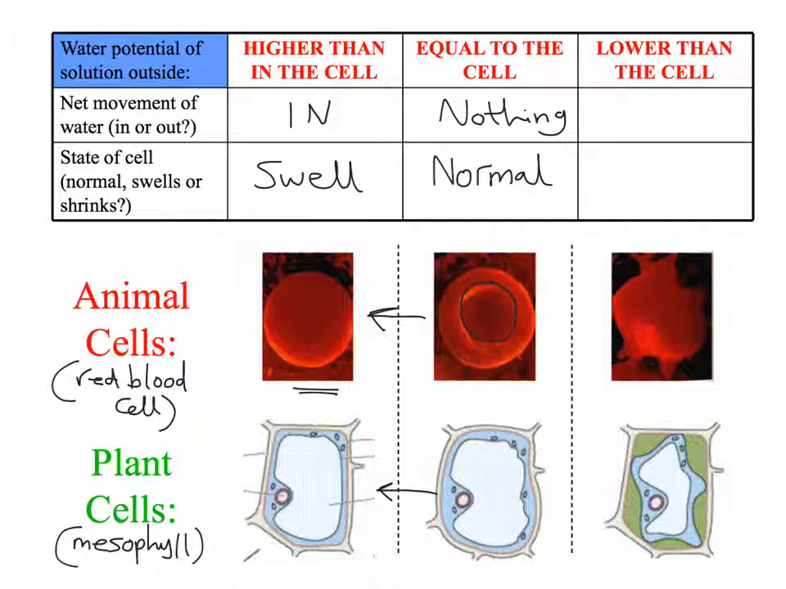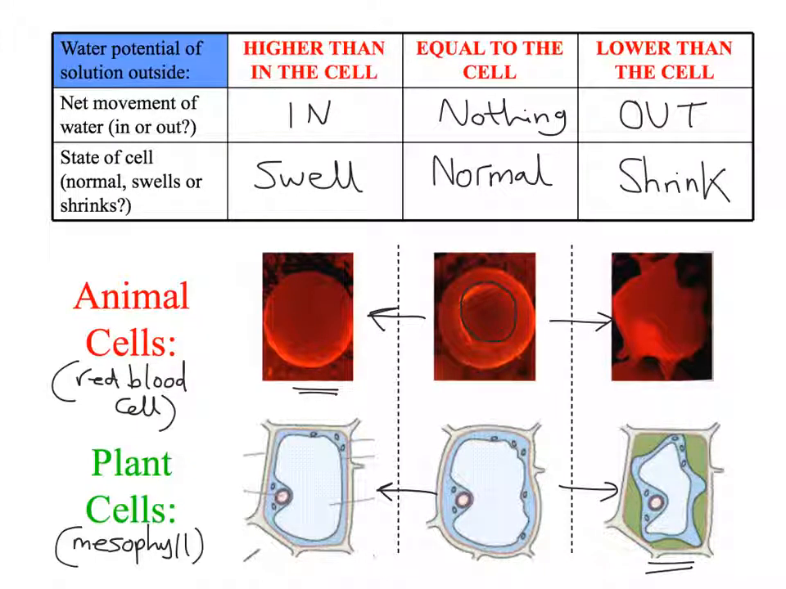Now let's look at the right-hand column, lower than the cell. So that's saying that the cell has a higher water potential than the solution outside. There's more water in the cell than there is outside. And if that's the case, water therefore would move out. And as you can see in these images, this red blood cell here, and this plant cell at the bottom here, which we're going to talk about in a bit more detail in a moment, that would cause these cells to shrink.